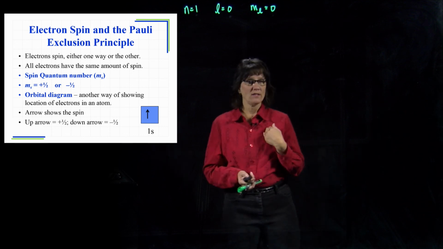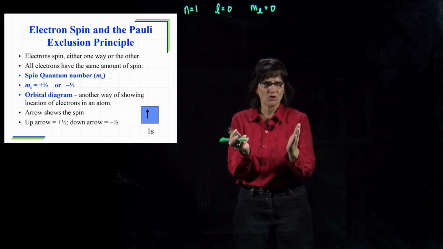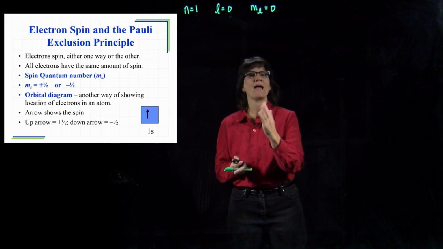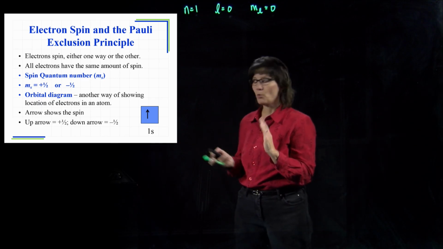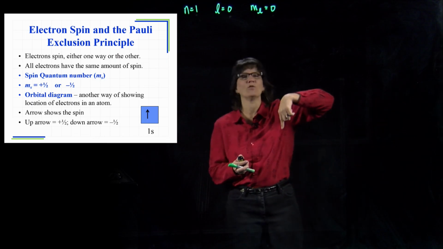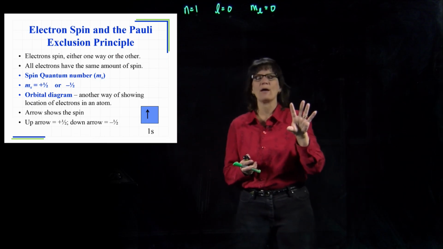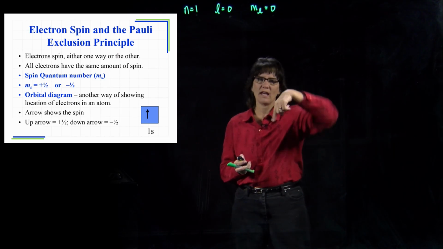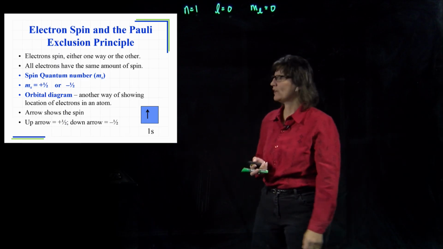So I always, though this is just my standard way of doing it, my up arrow is my positive 1/2 spin, and if you have a down arrow, it would be the negative 1/2 spin. So I'll always use that relationship for the direction of the arrow and the value of m sub s.